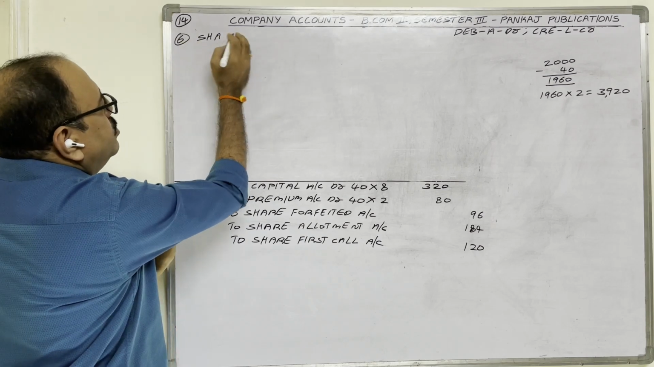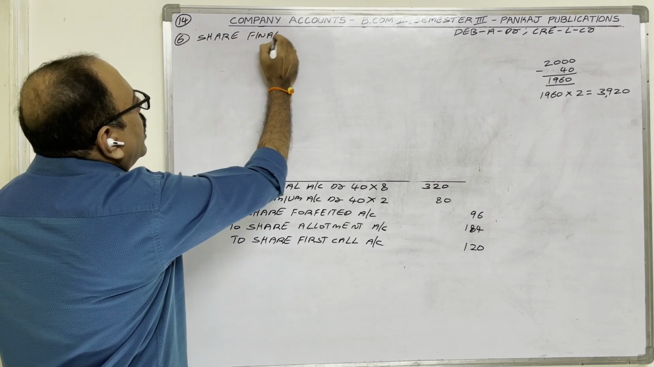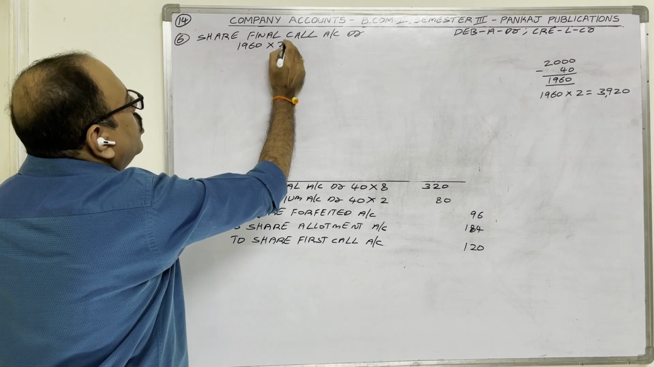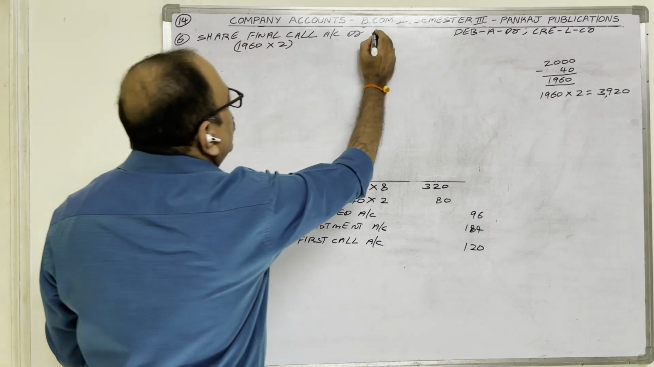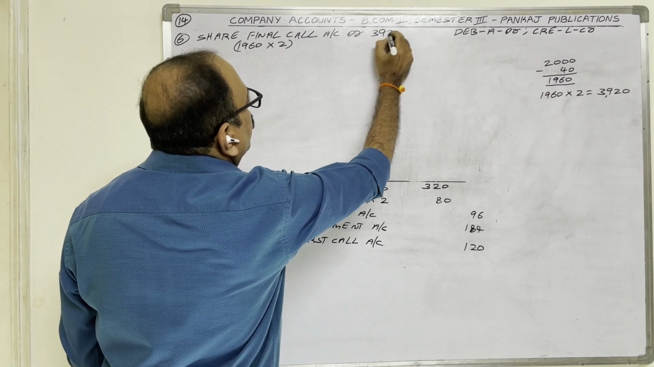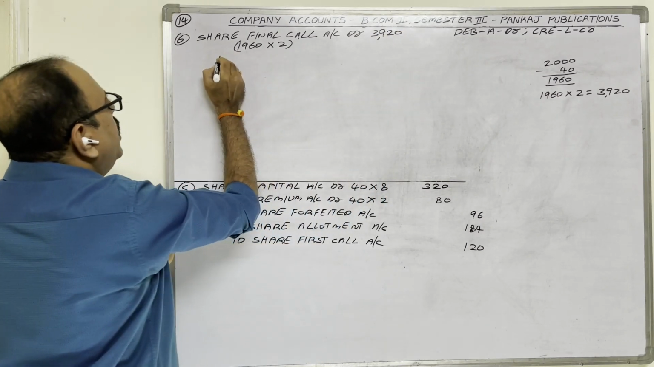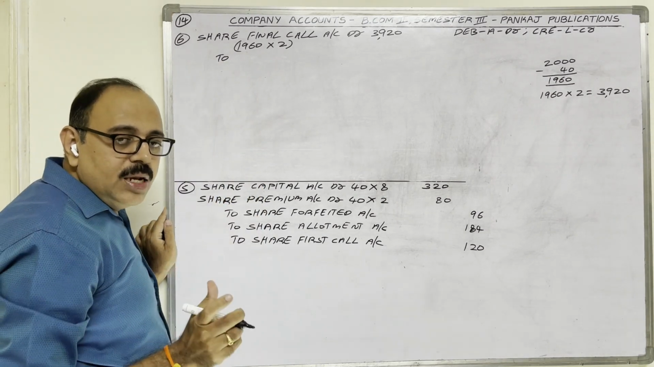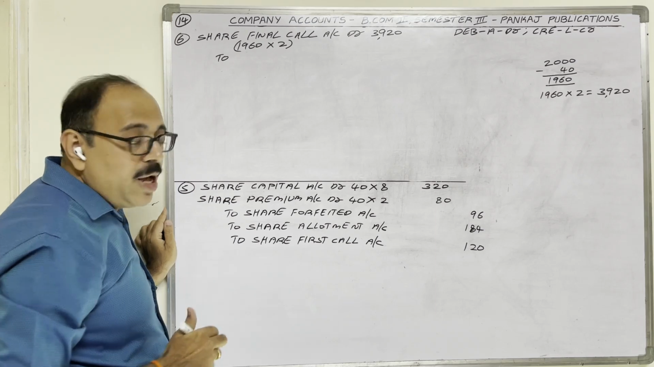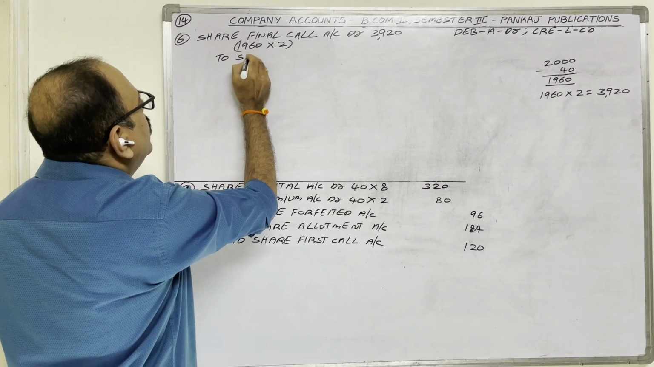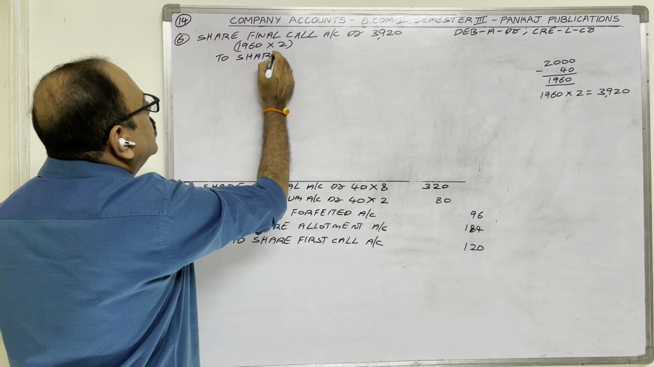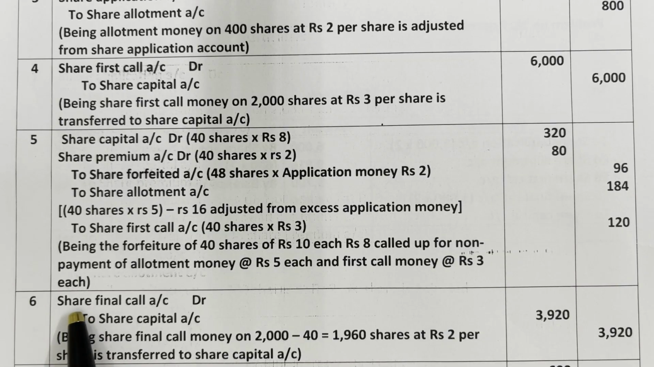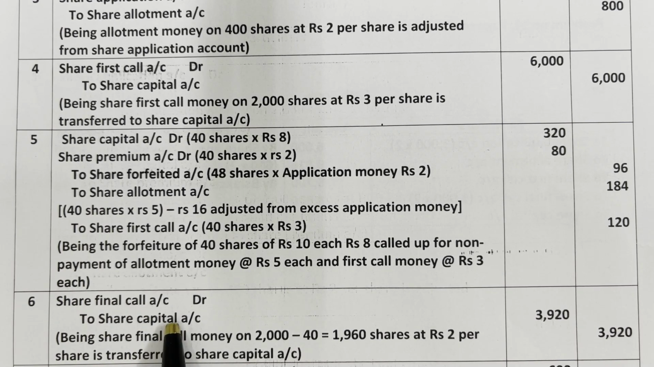Continuation I am writing here. Share final call account debtor on 1960 shares at the rate of 2 rupees each. 3,920 rupees should come. That amount we are transferring into share capital. So capital is a liability. Liability shows a credit balance. Therefore, we have to credit share capital account. Amount same, 3,920. Sixth entry, share final call account to share capital account.